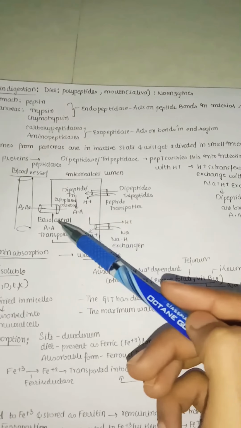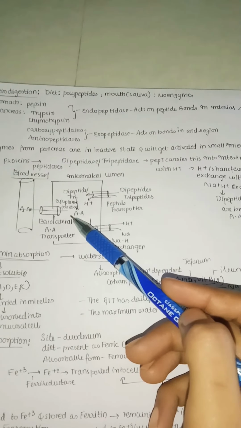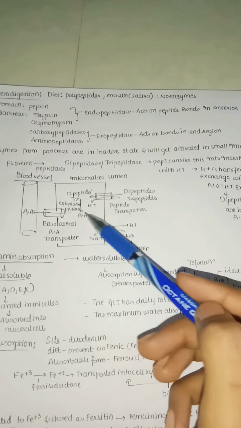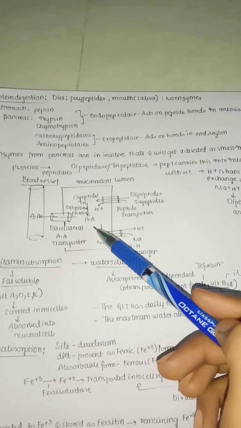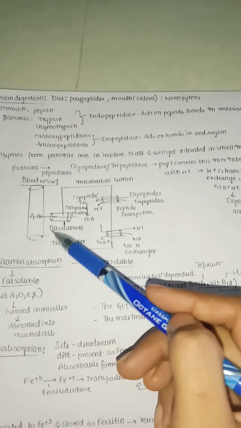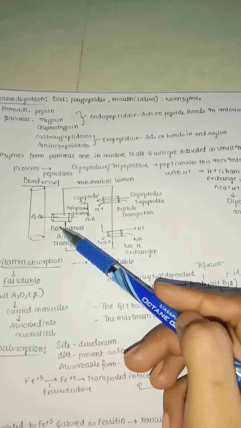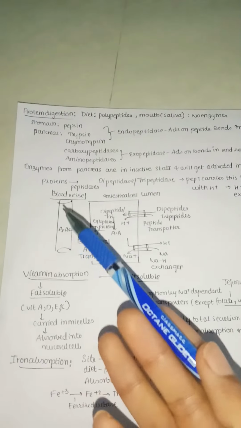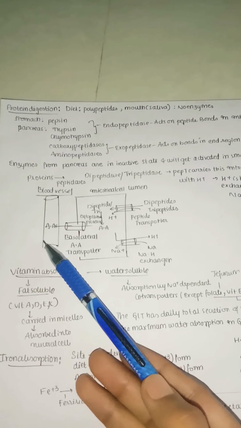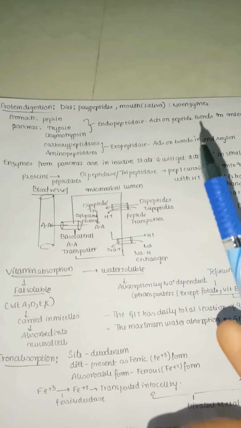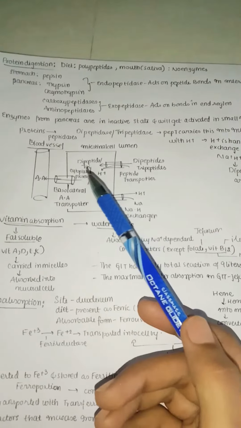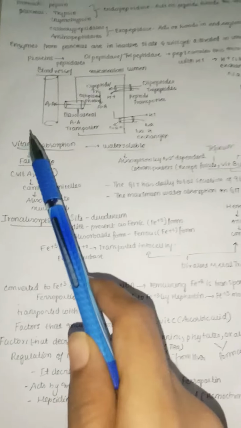Now the dipeptides and tripeptides inside the cell are broken down into amino acids by means of cytoplasmic proteases. These amino acids are then transported into the blood vessel by the basolateral amino acid transporter. So proteins are absorbed into our blood vessels in the form of amino acids. First we need to convert the dipeptide and tripeptide in the cell into amino acids by means of cytoplasmic proteases. Now let us see vitamin absorption.